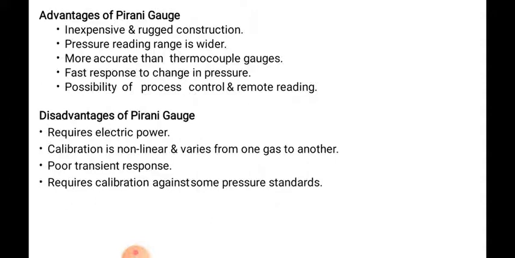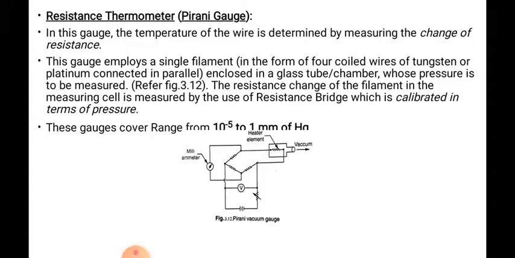Limitations: it requires an electric power supply. Calibration is non-linear and varies from one gas to another. Poor transient response. It requires calibration against some pressure standard. So this is nothing but the pressure measurement by using the Pirani gauge, or we may call it a resistance thermometer.